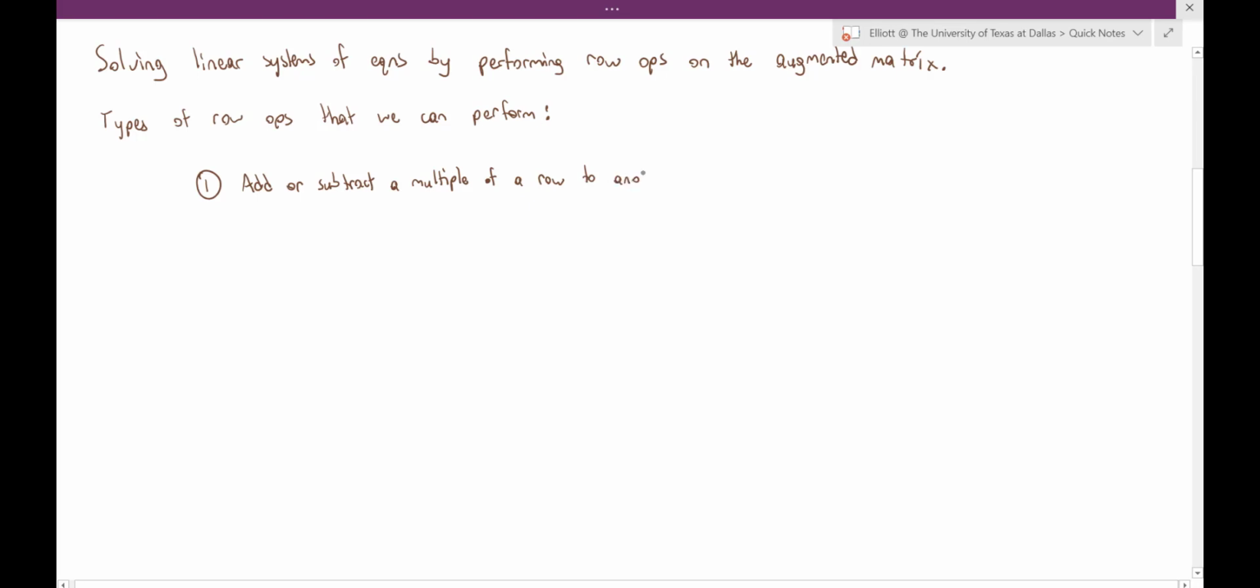This is the type of operation that you're going to do the most of. This is the operation that eliminates variables in your system of equations, so it's the most important one, I would say. But some other types of row operations which are useful. We can swap rows.